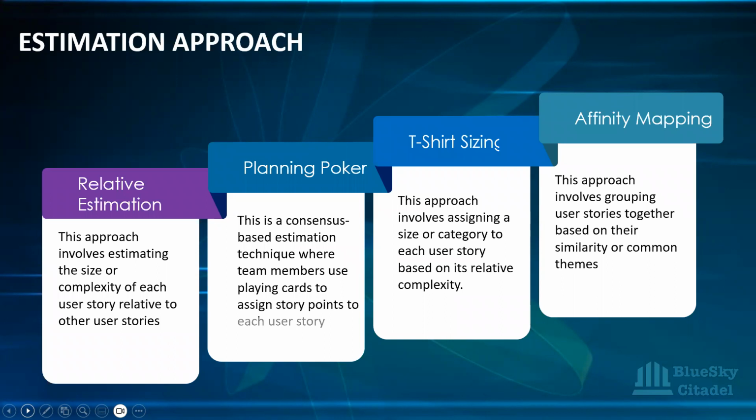Okay, so for estimation approach, you have relative estimation. Okay, and this is an approach that involves estimating the size or complexity of each user story relative to other user stories. I'll give an example of that. So you have two stories to estimate. You have a register story to estimate. You have a login story to estimate. You're able to compare the two of them together and then decide, okay, so definitely, registration takes a longer process.